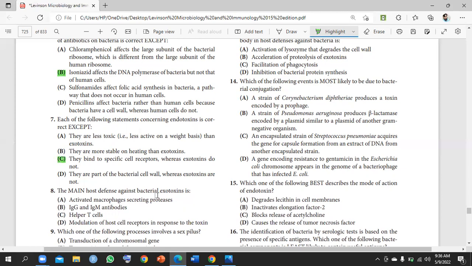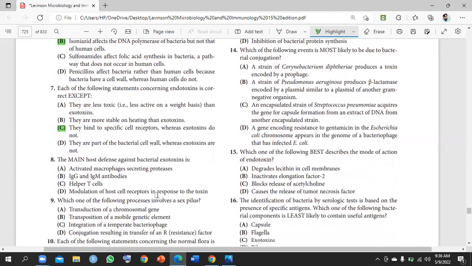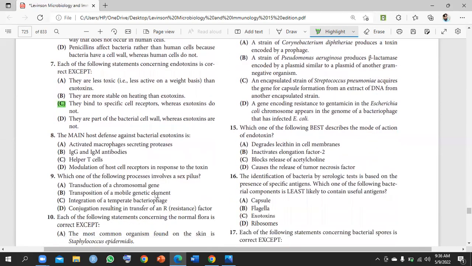And they are part of the bacterial cell wall. So yes, endotoxins are part of the gram-negative cell membrane. Okay, and exotoxins are just released into the environment. So this is our answer. C is our best answer.